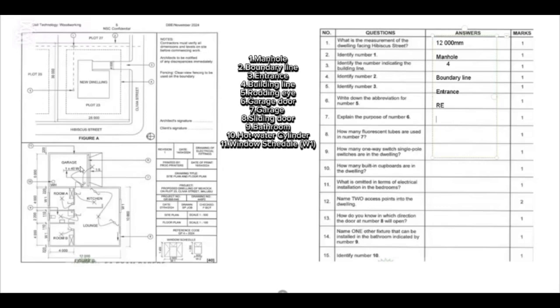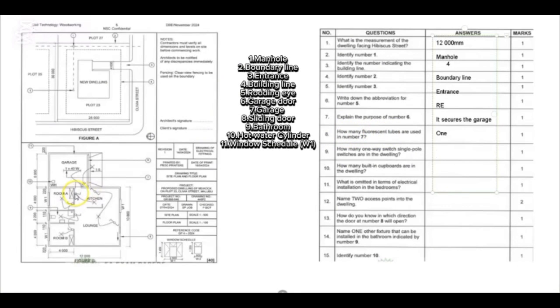And moving on to question 8, how many fluorescent tubes are used in number 7? Number 7 refers to the garage area in figure B, and you can see one fluorescent tube from the indicated 1 multiplied by 40 watts that marked on the electrical plan. So the answer is there's only one fluorescent tube.